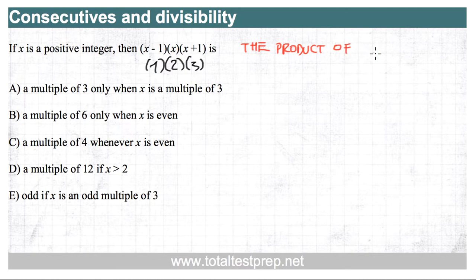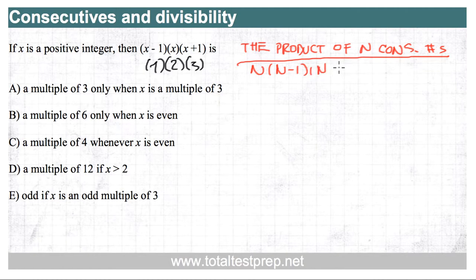of n consecutive numbers is divisible by n times (n minus 1) times (n minus 2) all the way down to 1. So for example, if I have three consecutive numbers, like let's say 15 times 16 times 17, so I'm multiplying three consecutive numbers together, then those three numbers are divisible by 3 times 2 times 1.